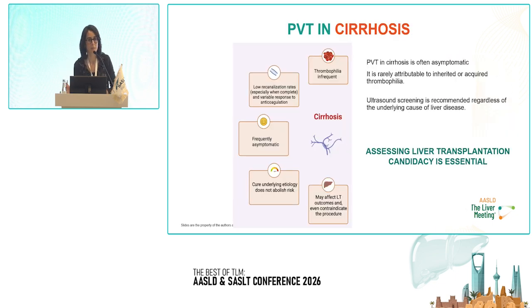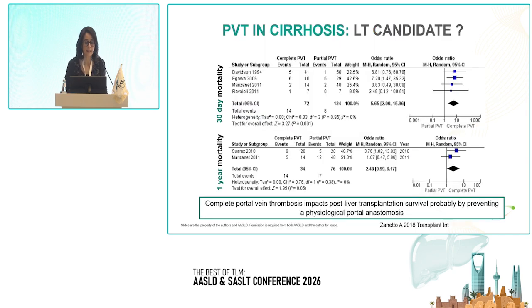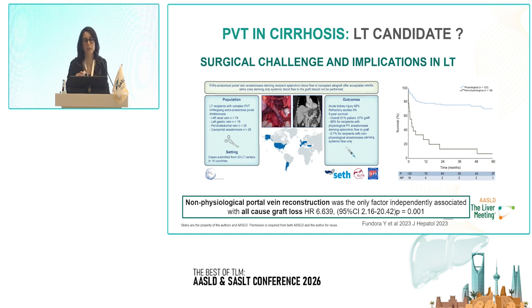If we move in the last part of my talk to cirrhosis, here the important thing is to identify who are the patients that are or can be liver transplant candidates, because here is where PVT really has an impact. We know that especially obstructive, complete PVT will complicate the surgery and will impact the follow-up after the liver transplantation, especially in those cases where you cannot do physiological anastomosis because the thrombosis is so extensive.